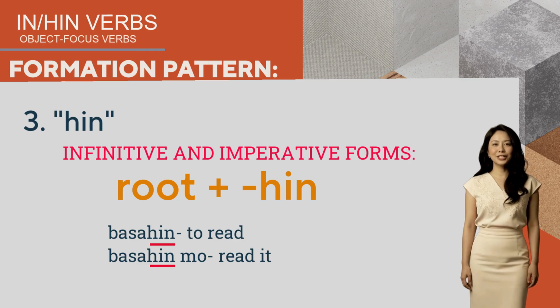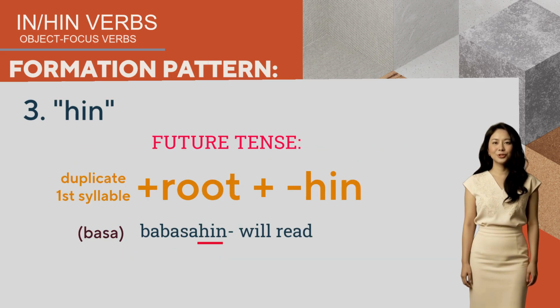Here is our formation pattern for our infinitive and imperative forms using HIN. Root verb plus HIN. For infinitive form, basahin, to read. For our imperative form, basahin mo, read it. For the future tense, we duplicate the first syllable, add the root, and then attach hin at the end. So we get babasahin. We'll read.